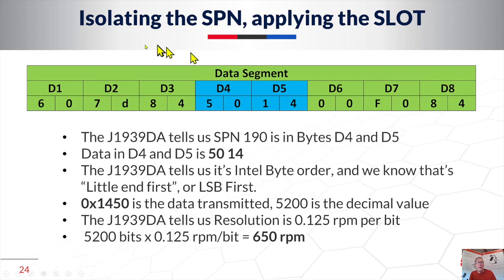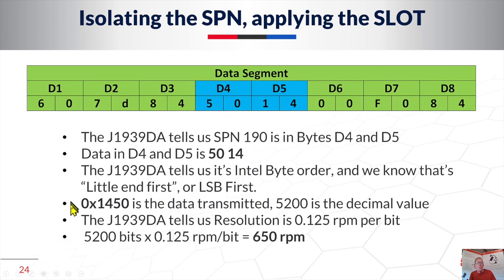Here's our entire 8 data bytes again. The DA tells us SPN 190, bytes 4 and 5. The DA tells us that it's in Intel format, meaning it's the little byte first. The LSB is first, so the 1.5 is the least significant byte.